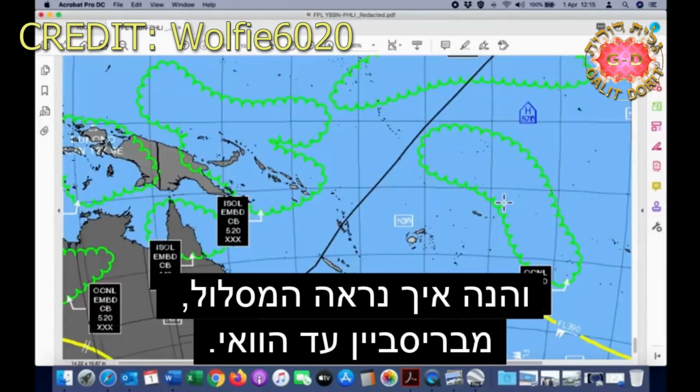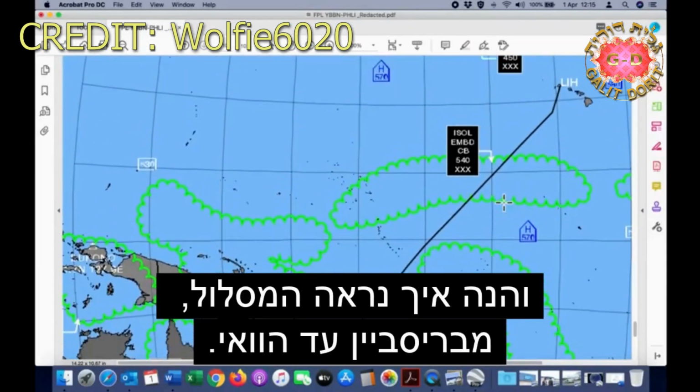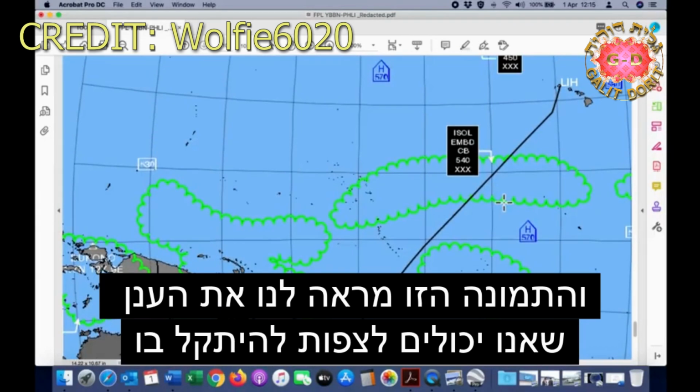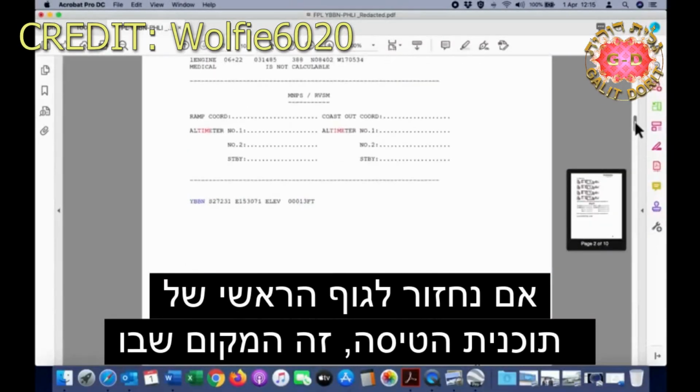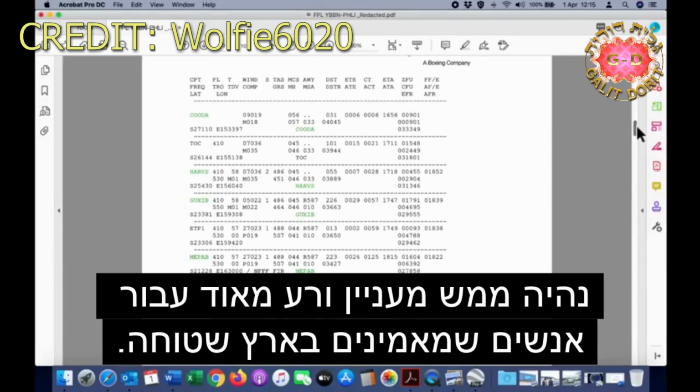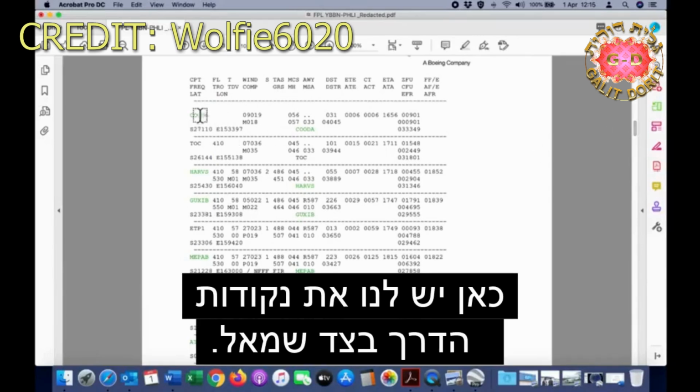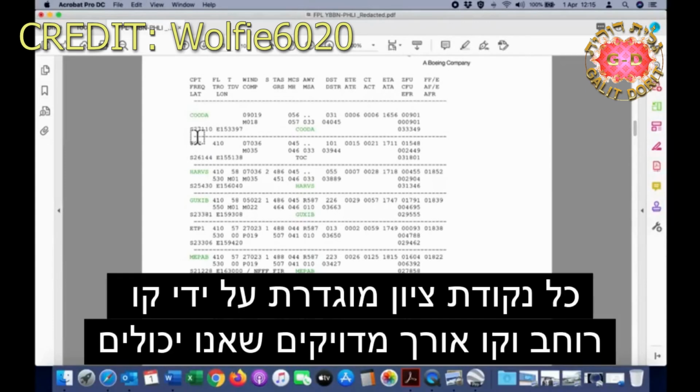And here is what the route looked like from Brisbane up to Hawaii. And this image shows us the cloud that we can expect to encounter during the trip. If we go back up to the main body of the flight plan, this is where it gets really interesting and very bad for flat Earth. Here we have the waypoints on the left hand side. Each waypoint is defined by a precise latitude and longitude.